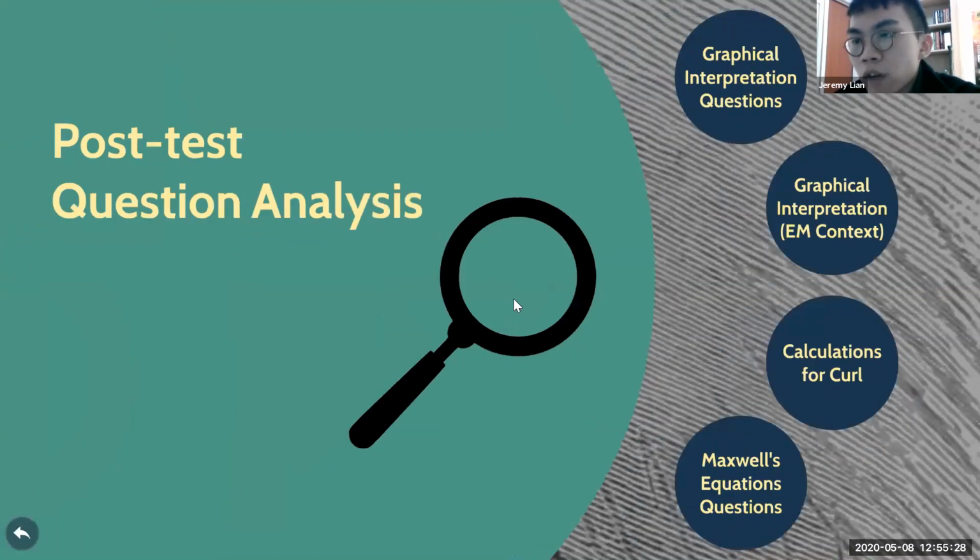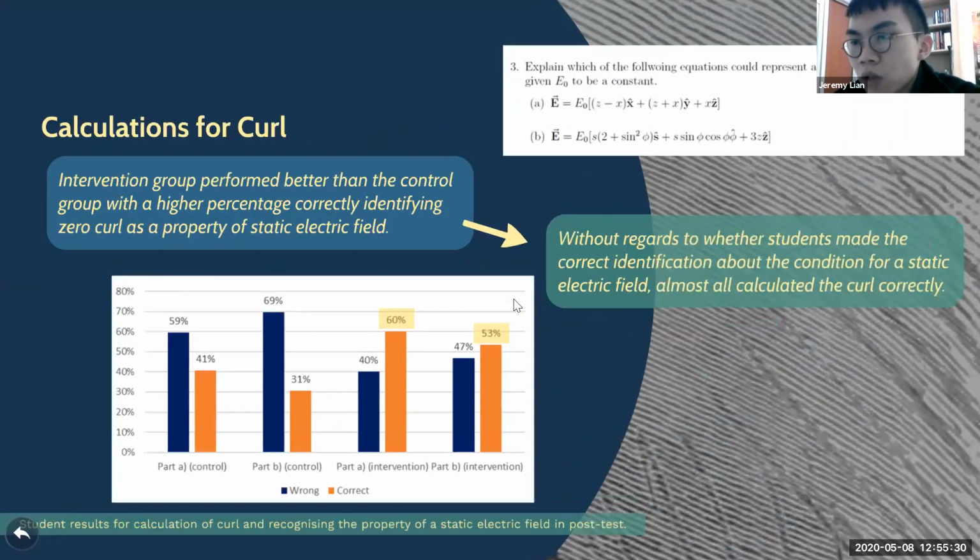For the calculation of curl question, students were asked to calculate curl given the expressions of two vector fields shown, one in Cartesian and one in cylindrical coordinates. They were then asked to determine if the field is a static electric field. Our intervention group again performed better than the control group, with a higher percentage correctly identifying zero curl as a property of static electric field: 60% and 53% for part A and B respectively by the intervention group, compared to only 41% and 31% for the control group.